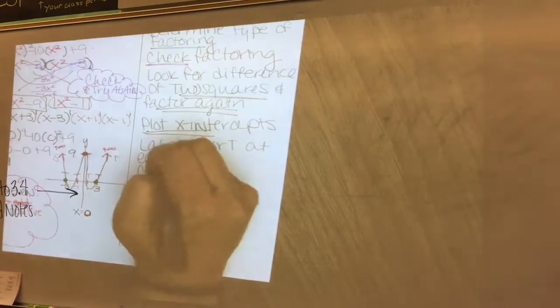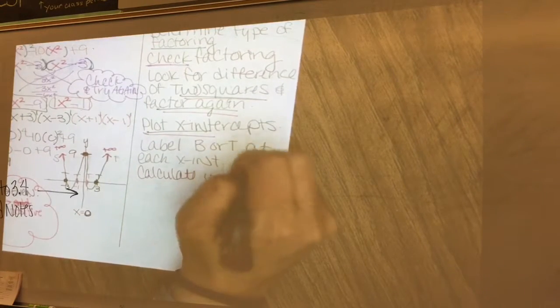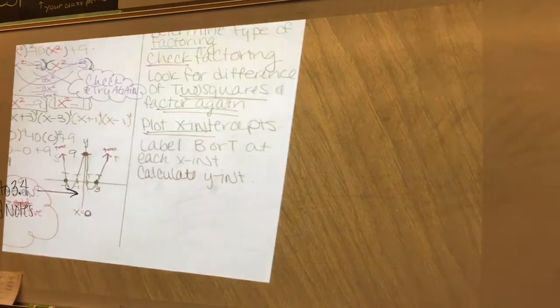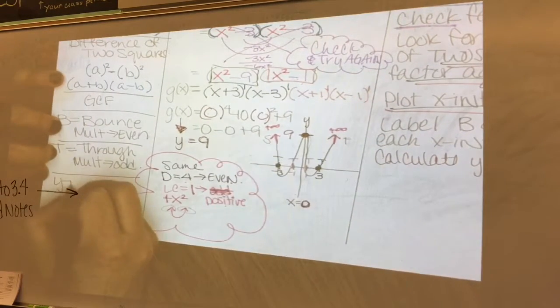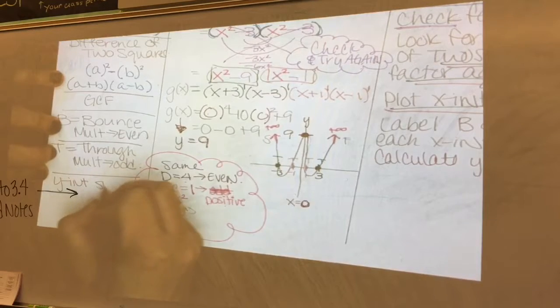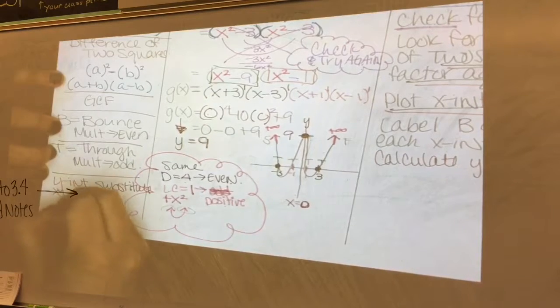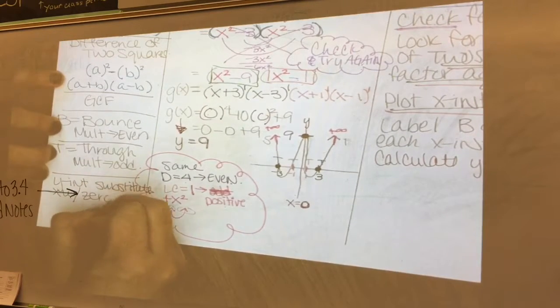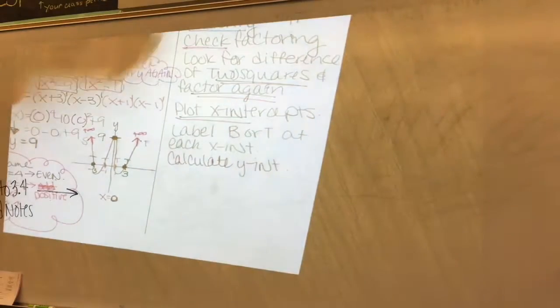Okay, so calculate y-intercept. Okay, and so I want to remind myself how to do that because I don't want to forget when I'm nervous. So y-intercept: substitute x with 0 and solve for y. Okay, that's an E and calculate.